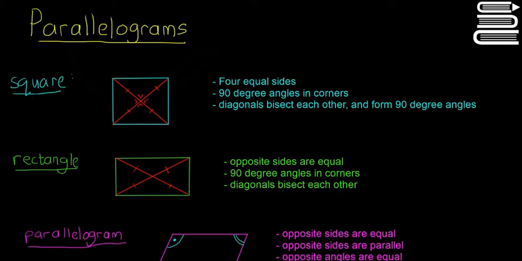Alright, so first one's first is a square. So a square obviously has four equal sides. All of the angles in the corners are 90 degrees, like here. So here, they're all 90-degree angles. And the diagonals bisect each other is the other important thing. So the diagonals, from one corner to the other, this red line here, cuts the other diagonal in half. So that's what I mean when I say the diagonals bisect each other, and they also form a 90-degree angle, and that's what I mean here.